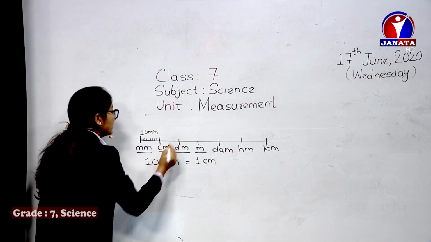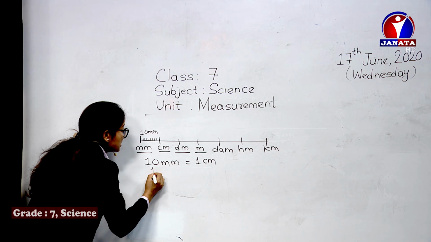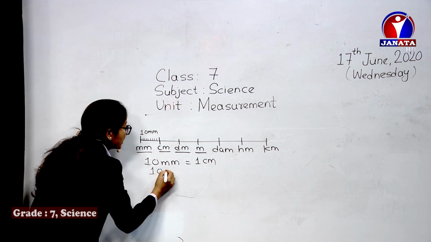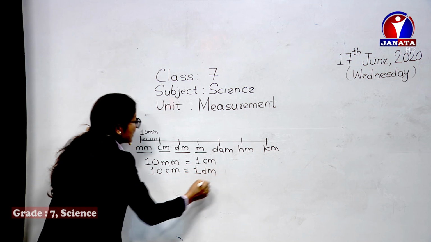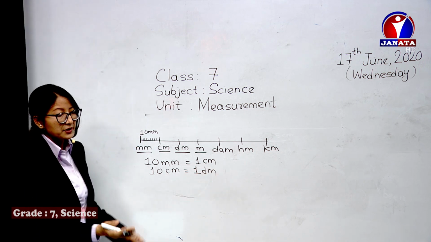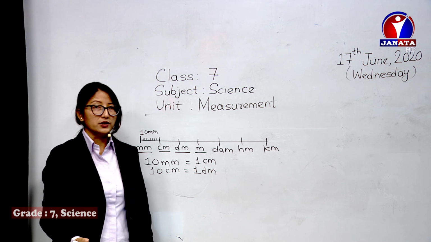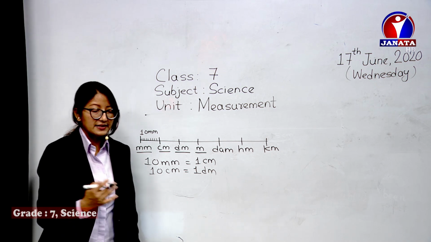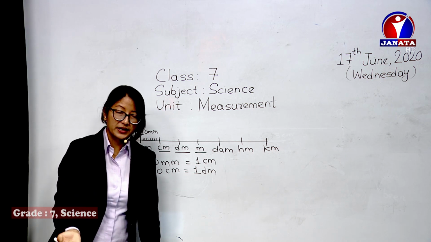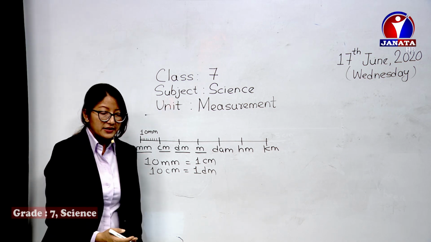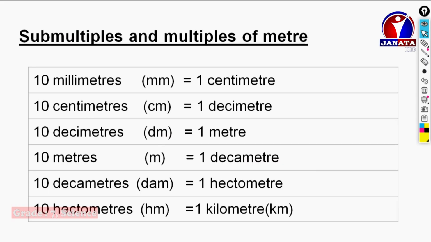Similarly, if you move to the next one, 10 centimeters is equal to 1 decimeter. Similarly, 10 decimeters is equal to 1 meter, and 10 meters equals 1 decameter. 10 decameters equals 1 hectometer, and 10 hectometers equals 1 kilometer.